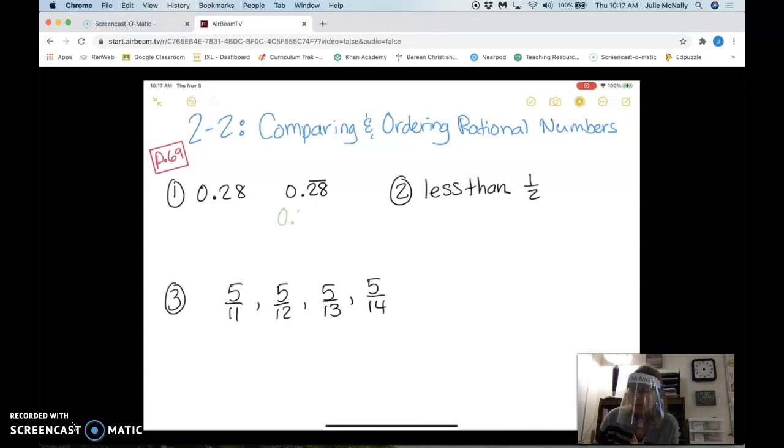That means it's actually doing this forever. The 28 keeps repeating. So once I compare these two numbers, this 0.28 just ends, right? It's just 0.28, boom, done. But this one keeps going and going, and when a decimal keeps going longer with more numbers, it's bigger than a decimal that just ends. So 0.28 with the bar is definitely the bigger decimal.